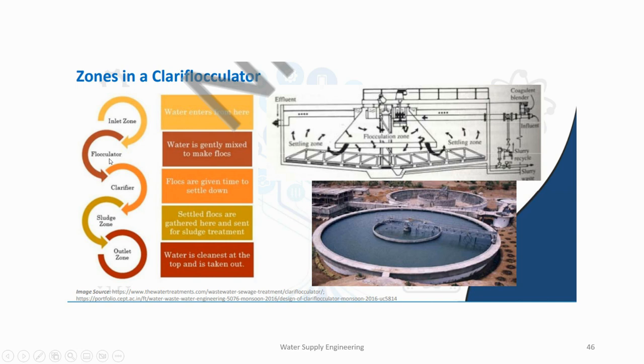The water enters the flocculator. There, the water is gently mixed, causing flock formation. Then around 40 minutes is given so that the flocks will settle, and then it is moved to the clarifier. There, sufficient detention time is provided so that all the flocks will be properly settled and moved to the sludge zone, whereas the clear water will be taken from the top through the outlet zone.